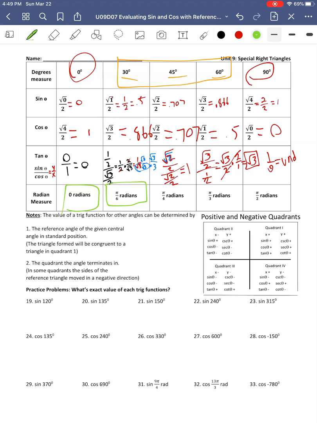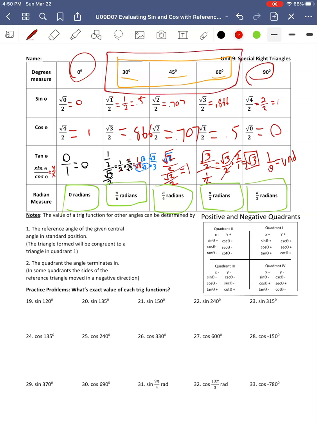So pi over 6 is 30 degrees, pi over 4 is 45 degrees, pi over 3 is 60 degrees, and pi over 2 is 90 degrees. On to the final part of today's lesson. It is how to evaluate any trig ratio that has a reference angle of 30, 45, or 60.